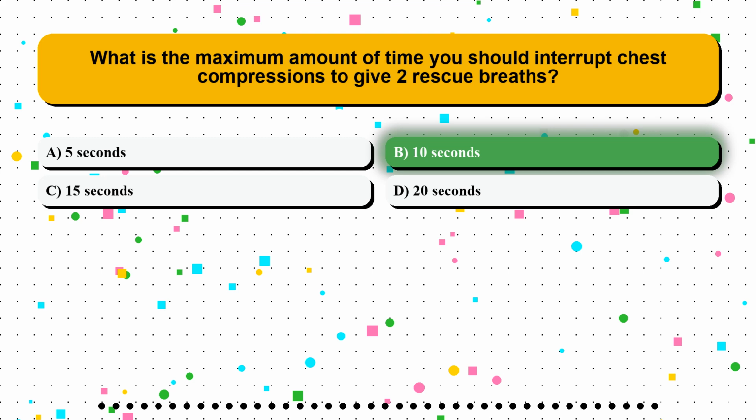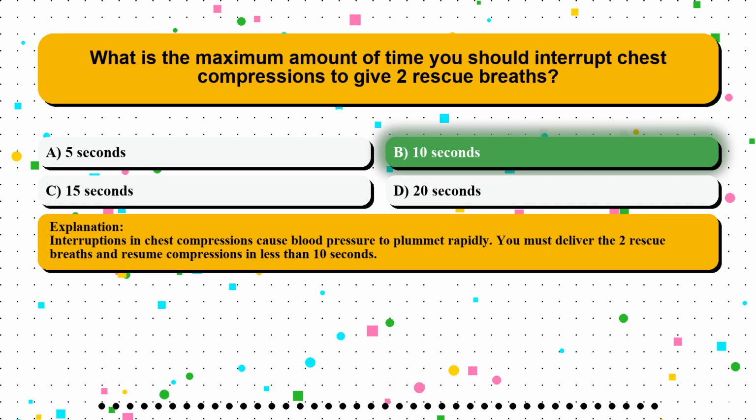The correct answer is option B, 10 seconds. Interruptions in chest compressions cause blood pressure to plummet rapidly. You must deliver the 2 rescue breaths and resume compressions in less than 10 seconds.